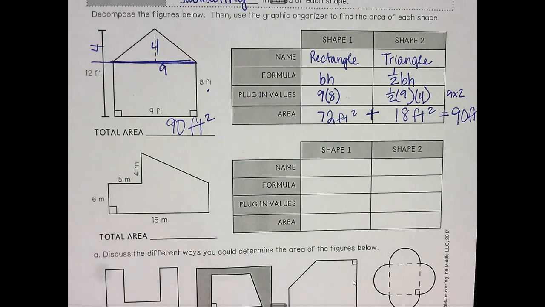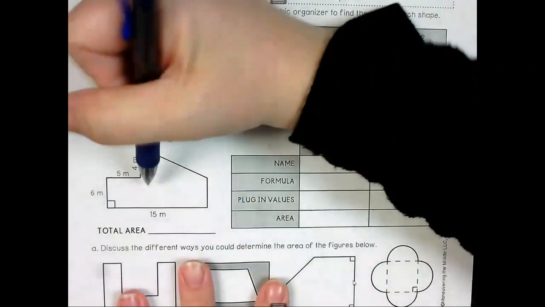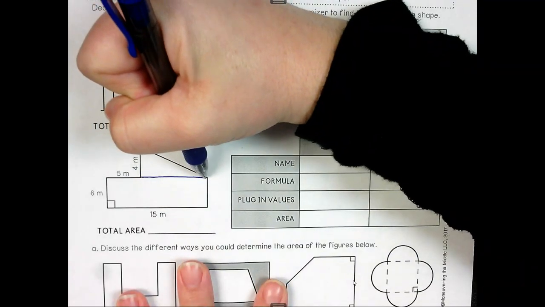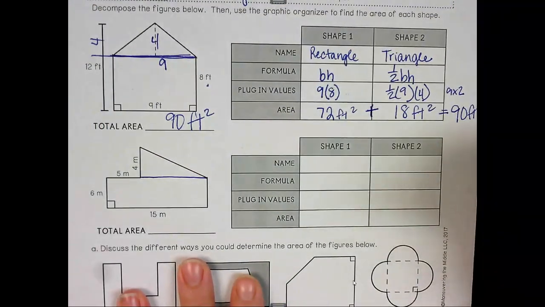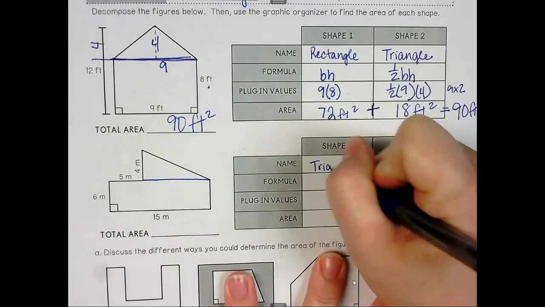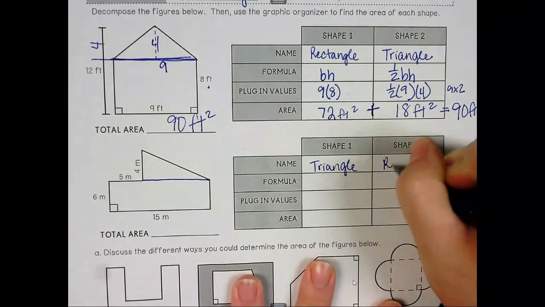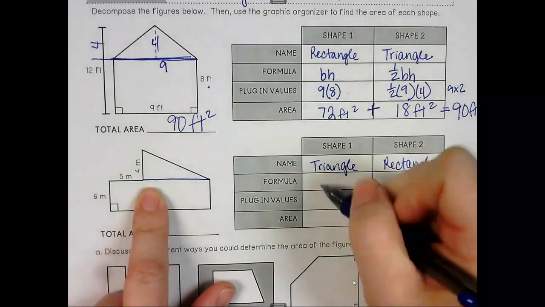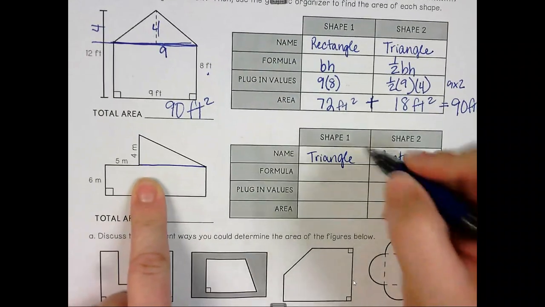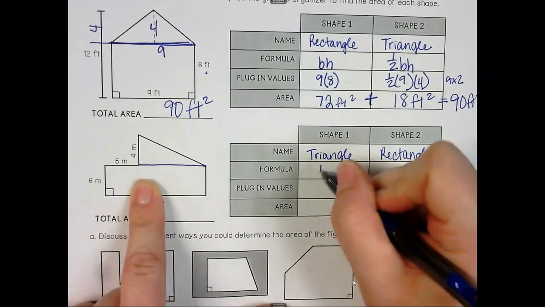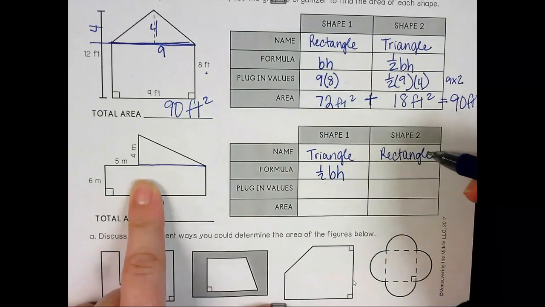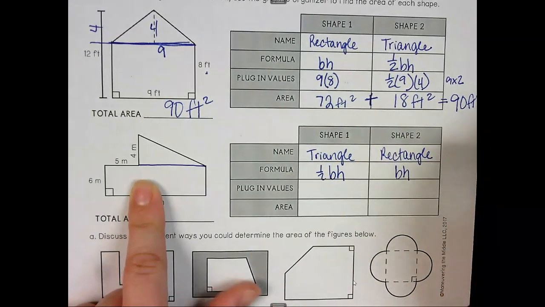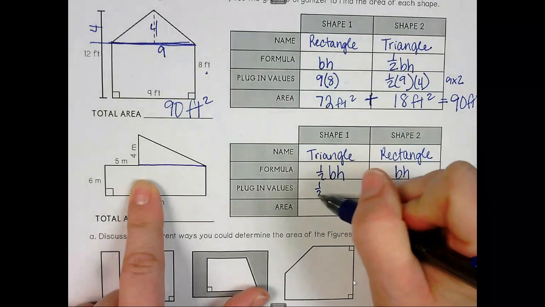I personally would have gone immediately to a triangle because a triangle's formula is easier than a trapezoid's, right? So this is the way that you could have found your triangle and your rectangle. All right, so we'll do triangle, and rectangle. All right, so my triangle, what's my formula for triangles? 1/2 base times height. What's my formula for a rectangle? Base times height.